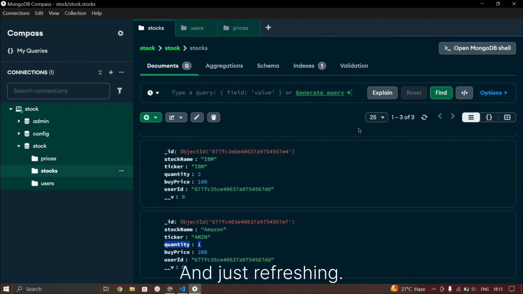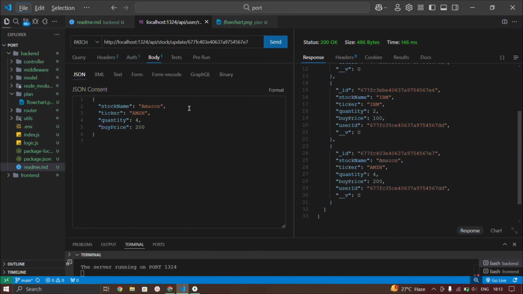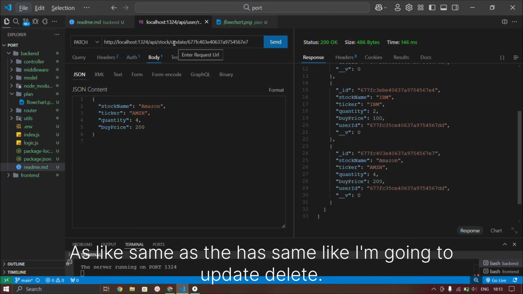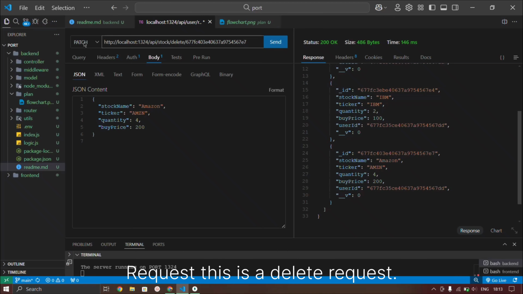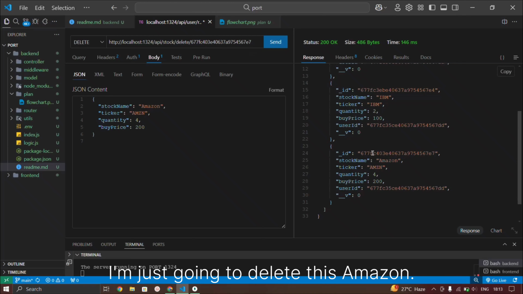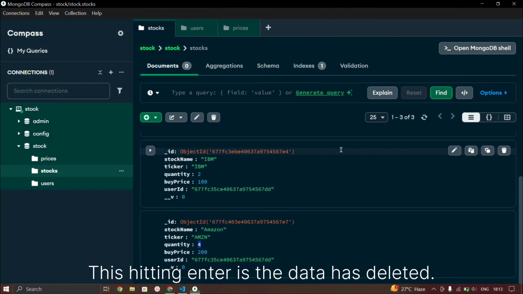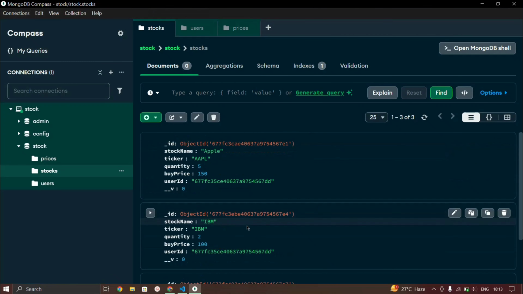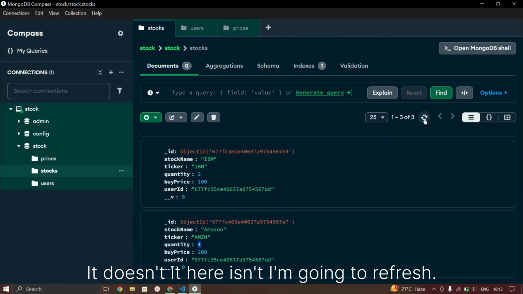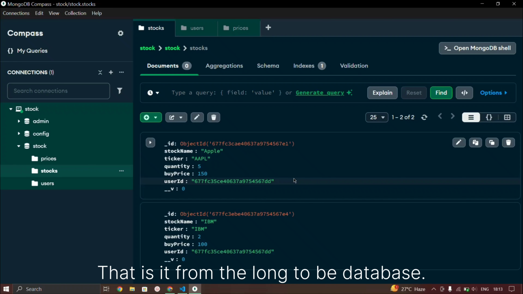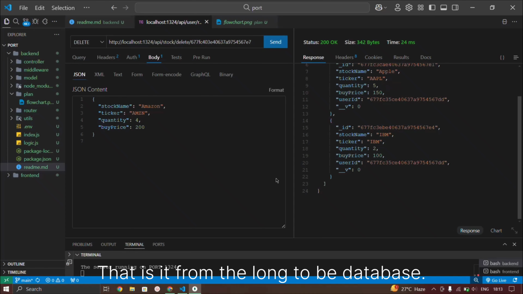I'm just refreshing. Yes, it changed to 4. In the same way, I'm going to apply a DELETE request. This is a DELETE request. I'm going to delete this Amazon stock from my stock portfolio. Just hitting enter. Yes, the data is deleted. At present it was here. I'm going to refresh. Yes, the data is erased from the MongoDB database.